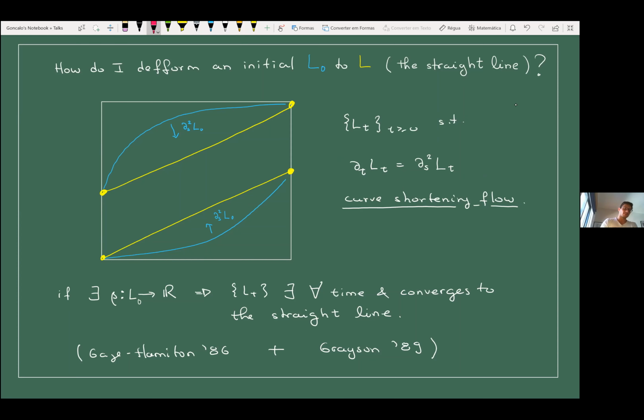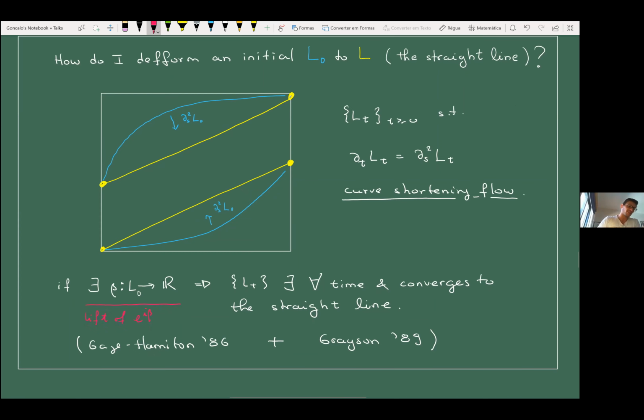And it follows from a result of Grayson in 1989, building on previous work of Gage and Hamilton, that if you start with a curve for which you can find a lift, a function beta from L to R, which lifts that unit complex number that I mentioned in the previous slides, that e to the I beta. You need to be able to find such a lift if you have any hopes of deforming it to a straight line. So that's a necessary condition. And it turns out it is also sufficient for this flow to exist for all time and to converge to the straight line. So that's the result I mentioned.